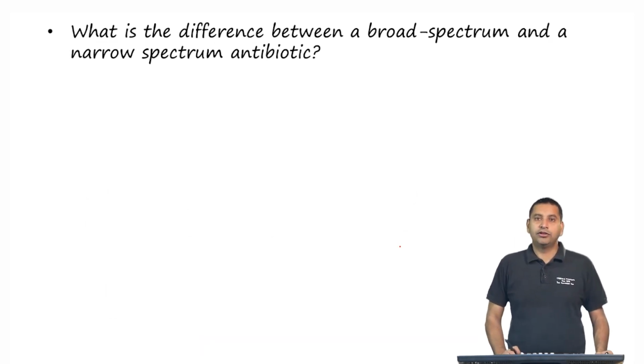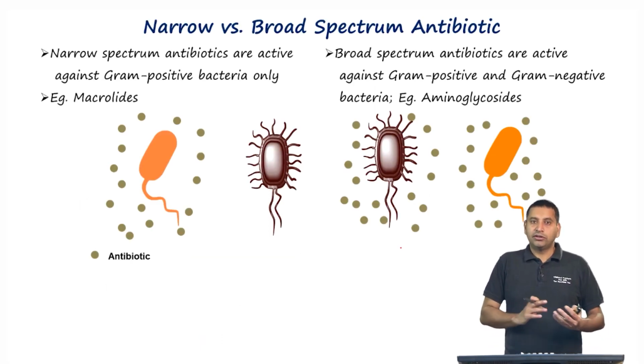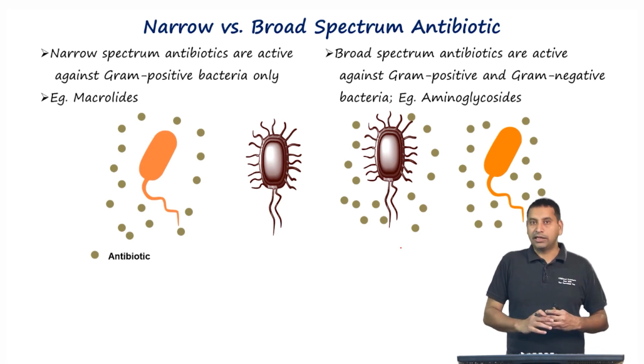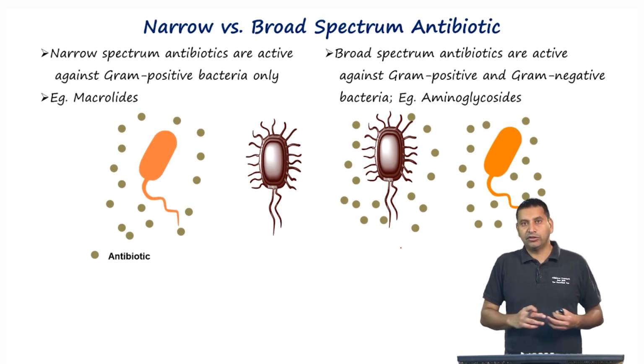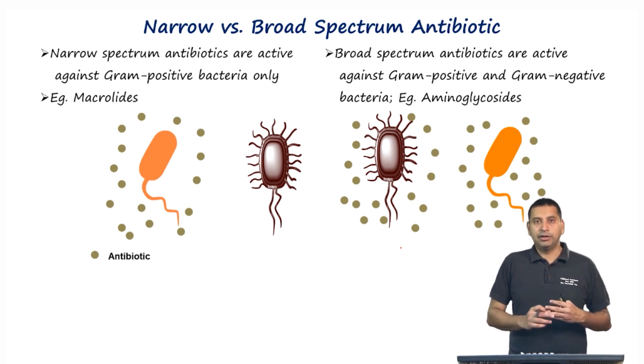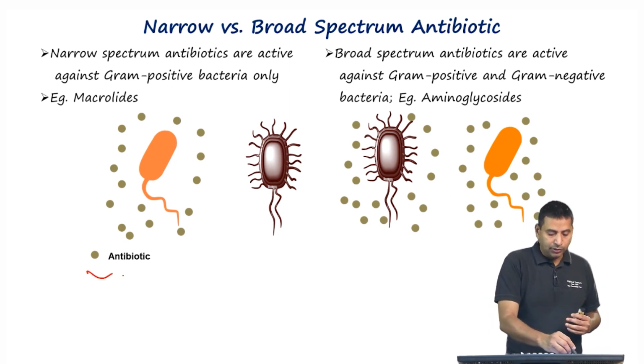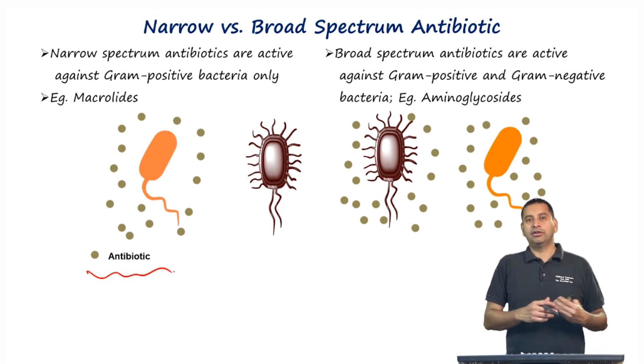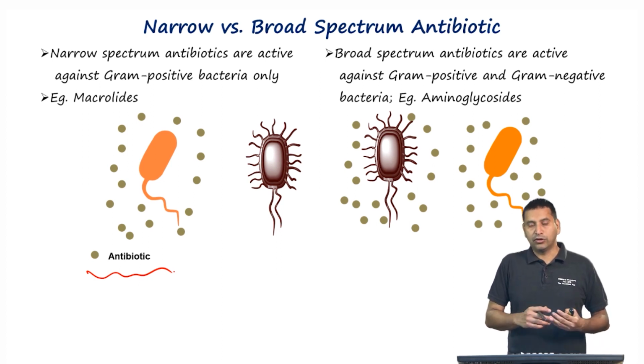The next question is, what is the difference between a broad spectrum and a narrow spectrum antibiotic? In order to address this, we will look at the various kinds of bacteria. There are gram positive bacteria, which stain positively for the gram stain, and there are gram negative bacteria, which do not stain with the gram stain. Narrow spectrum antibiotics are typically only active against gram positive bacteria. Okay. So, if the antibiotic that you have screened is active only against gram positive bacteria such as Staphylococcus aureus, then this is called a narrow spectrum antibiotic.